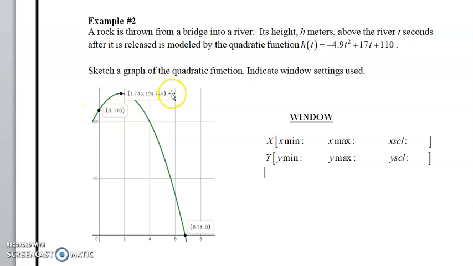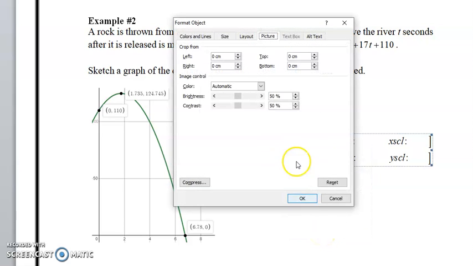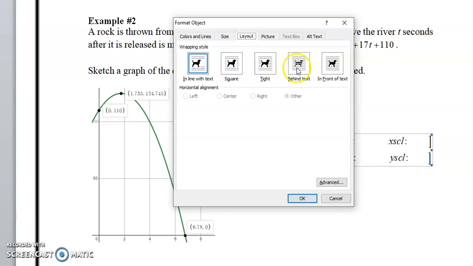There's our vertex. That's going to give us our maximum values, our time, and our height at the maximum value. And then the 6.780, that's our x-intercept. And that will help you obtain how long it's in the air, right? So it works really well.